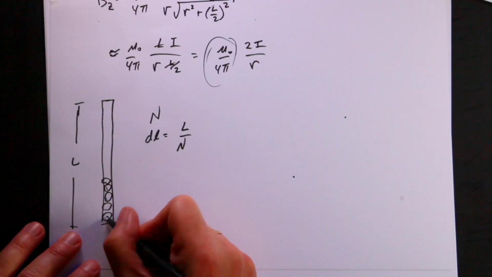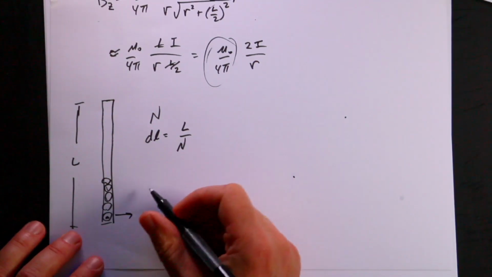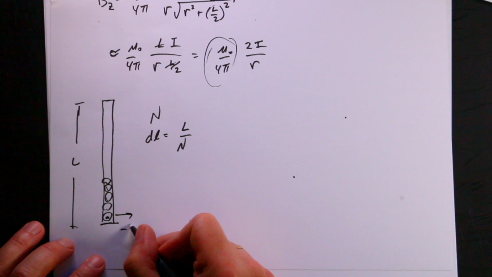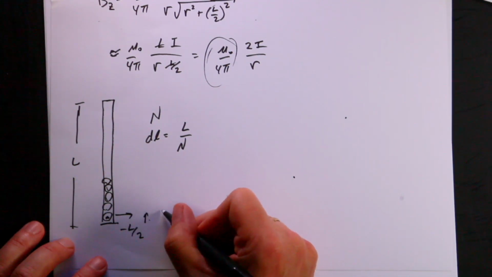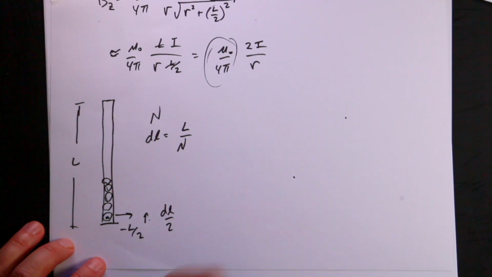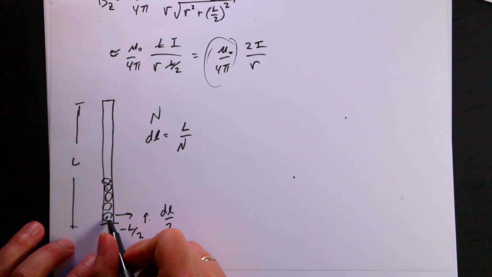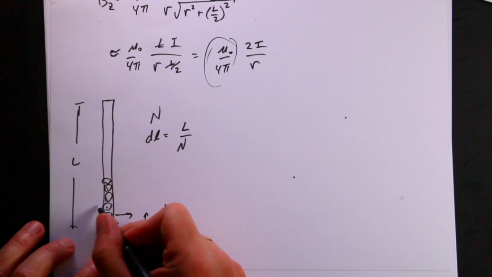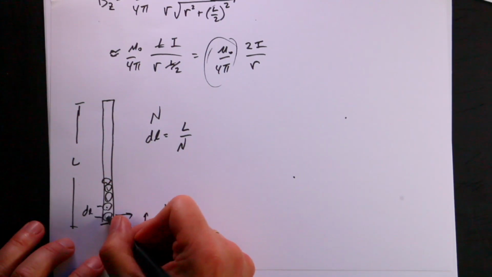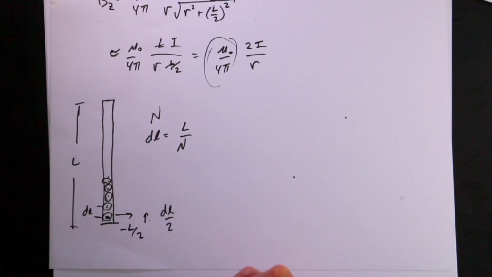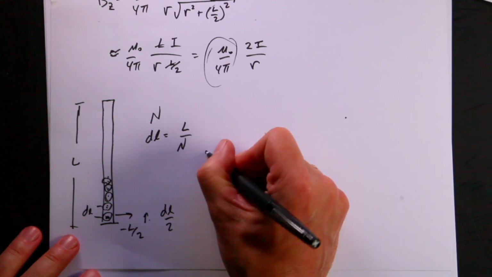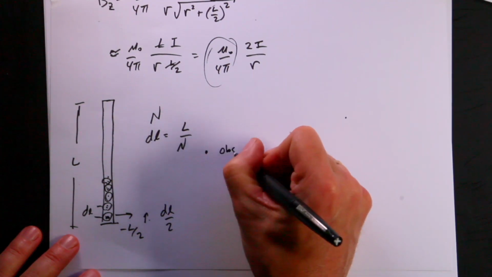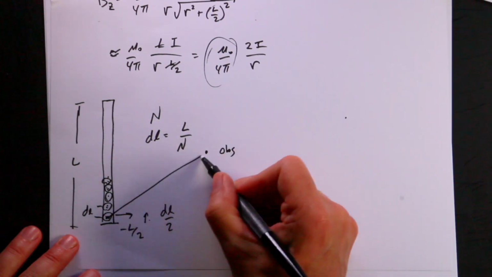So this first location right here is going to be negative L over 2, but then I have to go up a little bit. I have to go up dl over 2 to be in the center of that. And that's where I'm going to put my first sphere. And then I can put my next sphere a distance of dl up. I can just keep adding up all my spheres like that. That's the first thing I'm going to do. After that, I'll have my observation location. I'll call that OBS. And then I can calculate this vector from there to there.